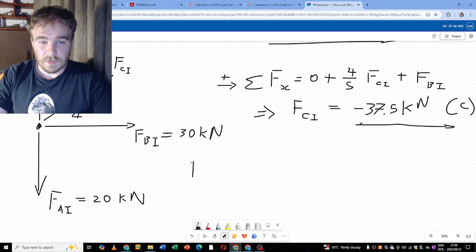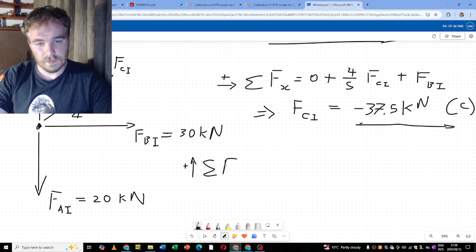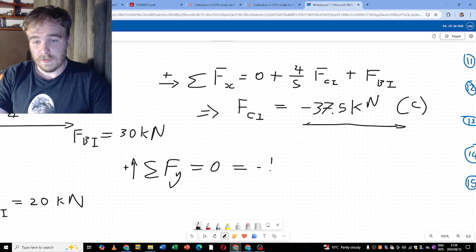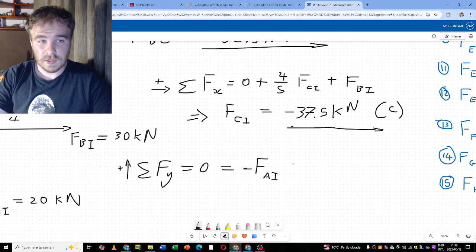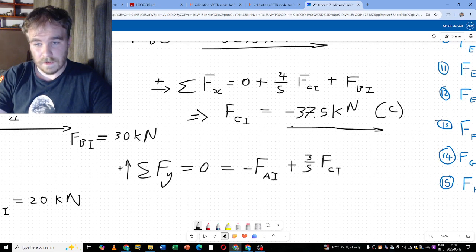And now let's do sum of forces in the Y direction. Then we have negative FAI. Let's make that negative a little bit bigger. Positive 3 over 5 FCI and positive FHI.